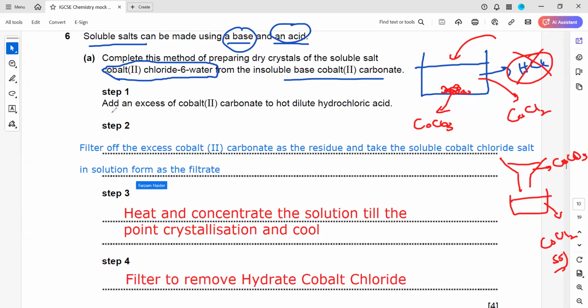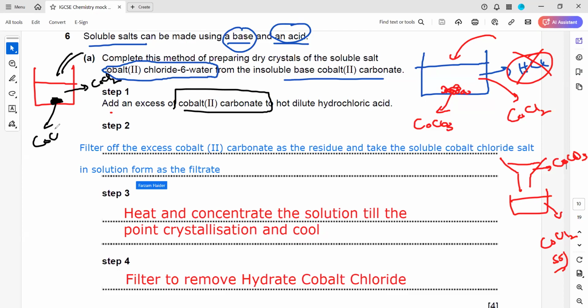So first what we did, we have hydrochloric acid, the HCl is there. In this HCl, we add excess cobalt carbonate. When we add too much cobalt carbonate, there will be unreacted cobalt carbonate and the solution will turn into cobalt chloride. This is the cobalt carbonate which does not react. First thing we have to remove this. How to remove? We have to carry out a filtration.